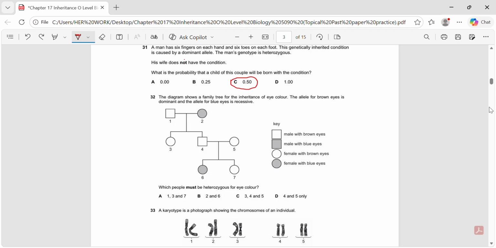So, individual 3 has brown eyes but their mother, individual 2, has blue eyes, so individual 3 must be heterozygous with capital B and small b. Similarly, individual 4 has brown eyes but their mother, individual 2, is blue-eyed, so individual 4 must also be heterozygous with capital B and small b.